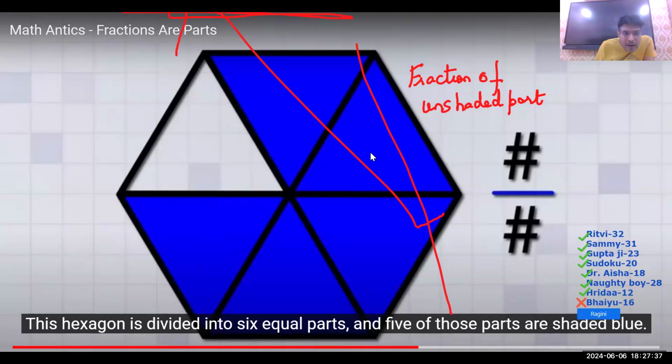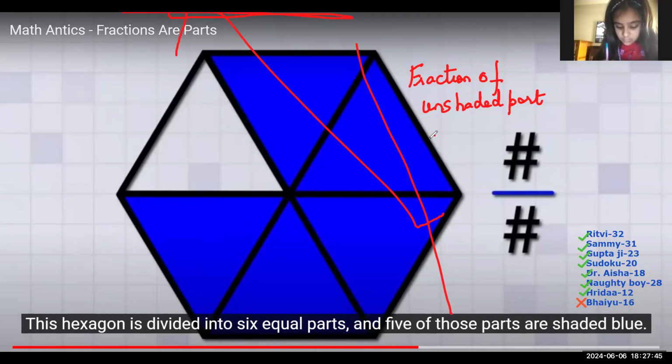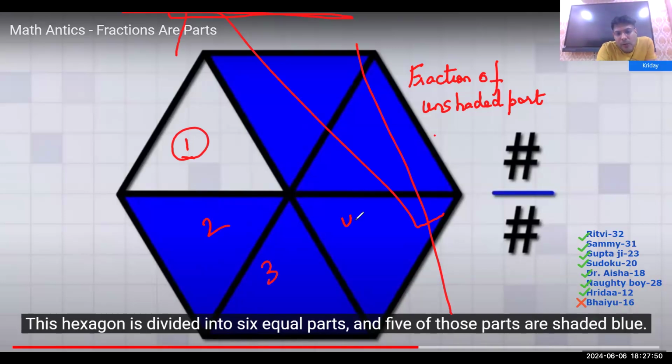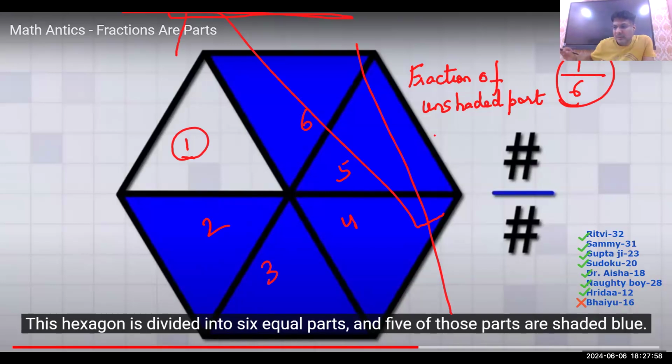Beta, how? I have asked the fraction of unshaded. How many parts do you see unshaded, Mr. Bhayu? So one is unshaded. How many total parts are there? 2, 3, 4, 5, 6. So the fraction of the unshaded part is 1/6. Got it? Mr. Bhayu, got it?